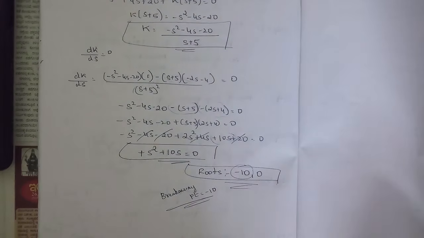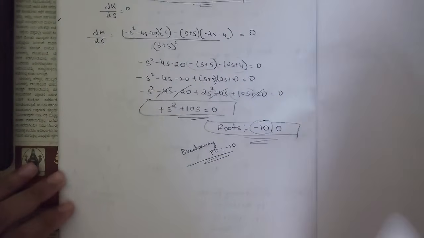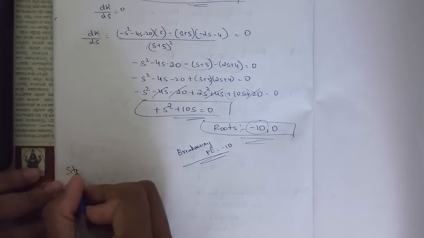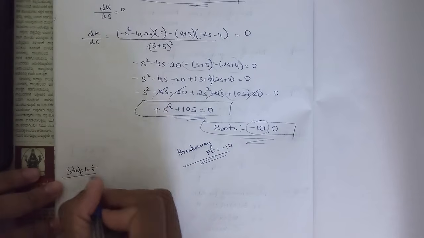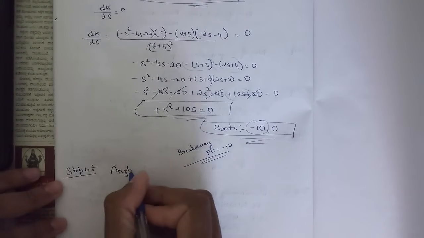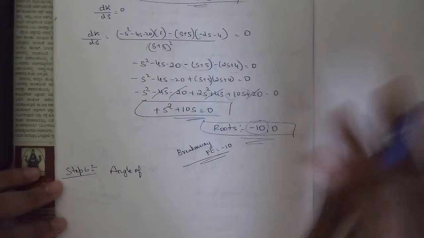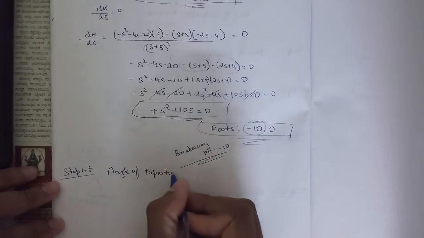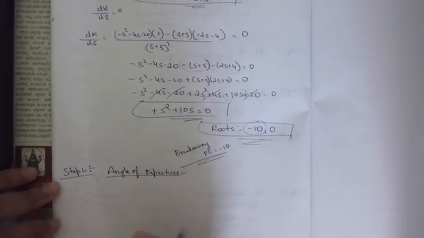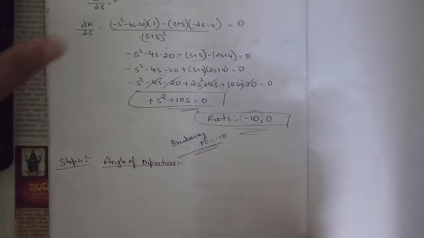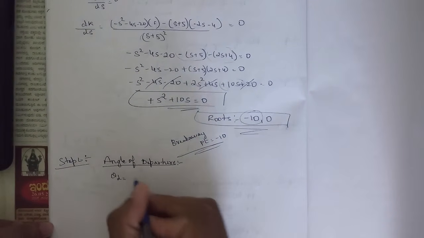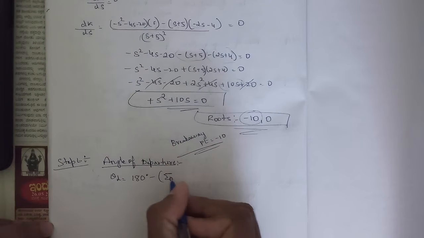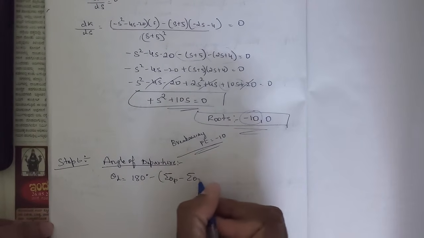Okay, so this we need to be plotting in the graph. Now we have one more step, that is step 6, angle of departure, right? Before calculating this angle of departure and what it means, first I'll write the formula: 180 degree minus summation theta p minus summation theta z.